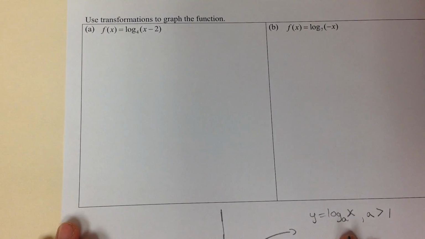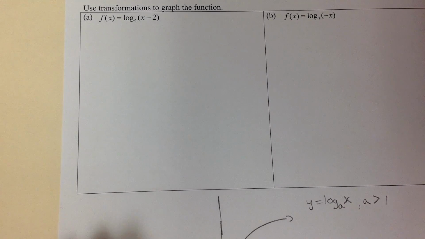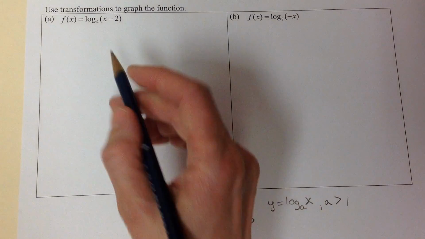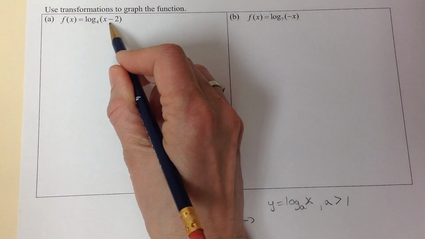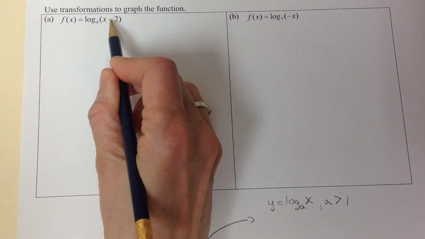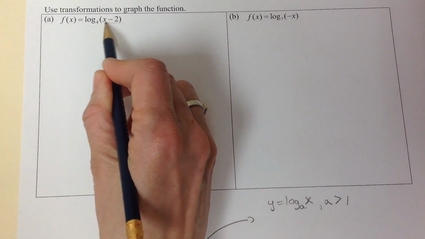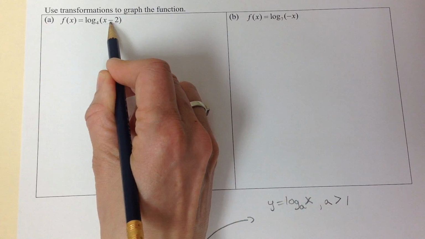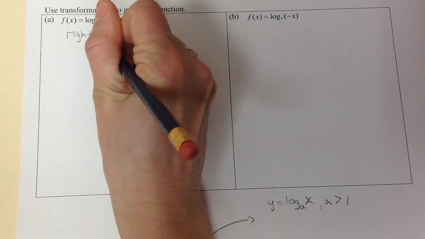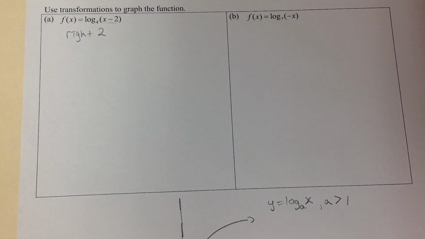For this first one, we have the log base 4 of x minus 2. So what we want to think about is, what does the x minus 2 do to the graph? And since it's inside my parentheses, I've got to go either left or right. A subtraction of 2 means to move right 2. Remember, on the inside it's opposite of your intuition.